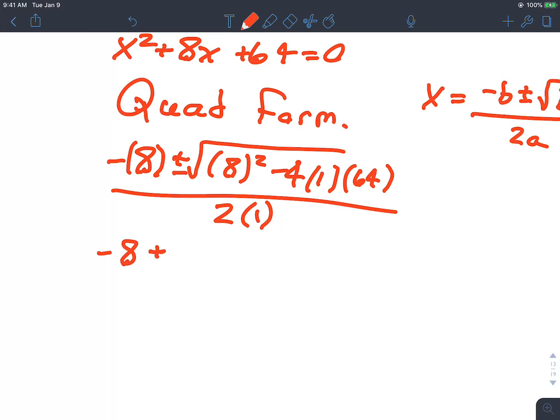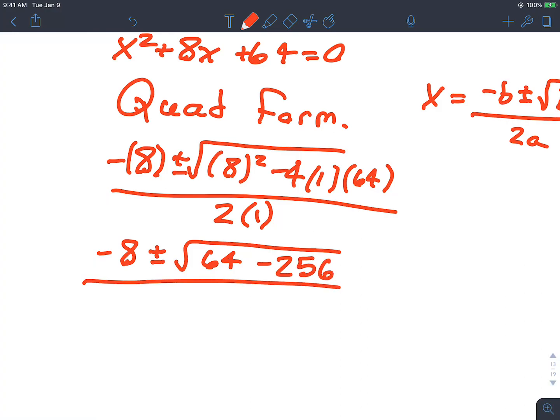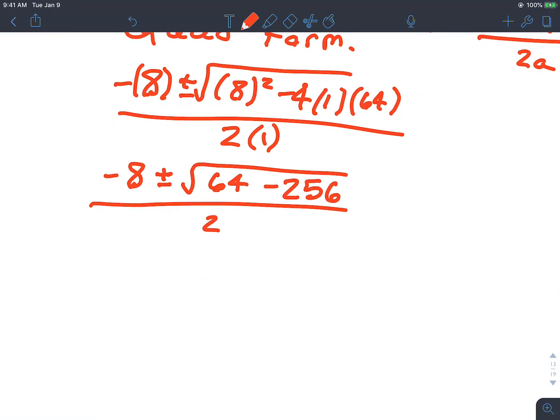All right, so this is negative 8 plus or minus 8 squared, which should be 64, and then minus 4 times 64. Let me grab a calculator here. I think that's 256. 4 times 64, yep, 256. So minus 256, and then divided by 2. This will be negative 8 plus or minus the square root of negative 192.